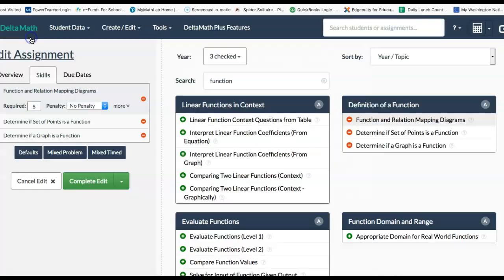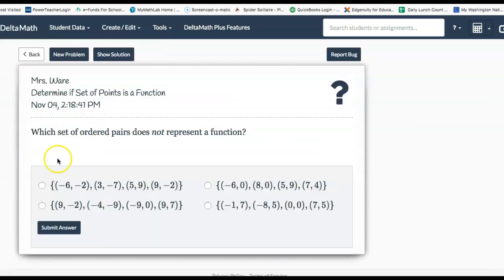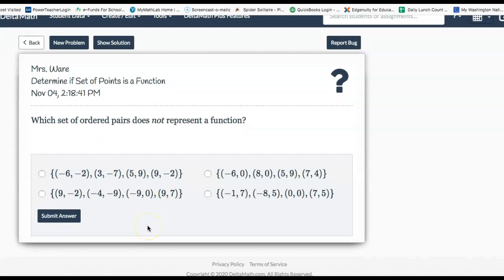Now, let's go to a different type of question. Okay, so this is the same idea, but it lists them as ordered pairs. So it's saying -6 is your input and -2 is your output. So the first number is like your input. So 3 goes to -7, 5 goes to 9, and 9 goes to -2.